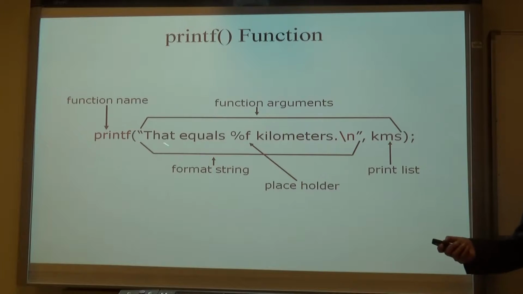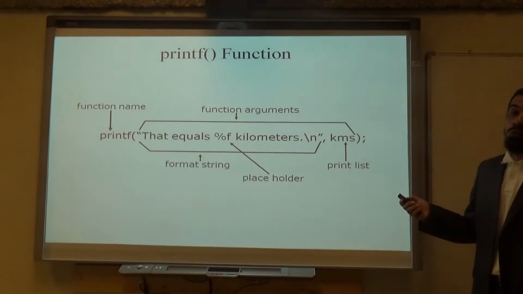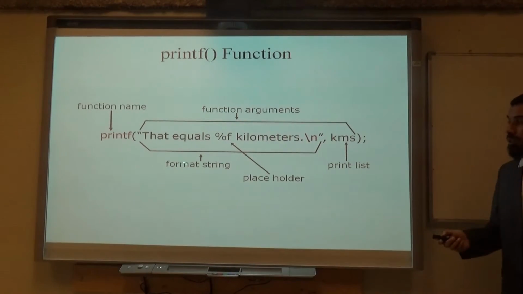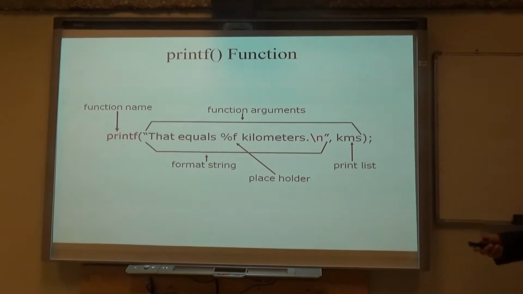You will see other printf statements that take 3 inputs, others that take 4, that take 5, depending on how many variables you want to print or show to the outside world. So this is called the formatting string, and then we have the placeholders, and then we have the printf list.